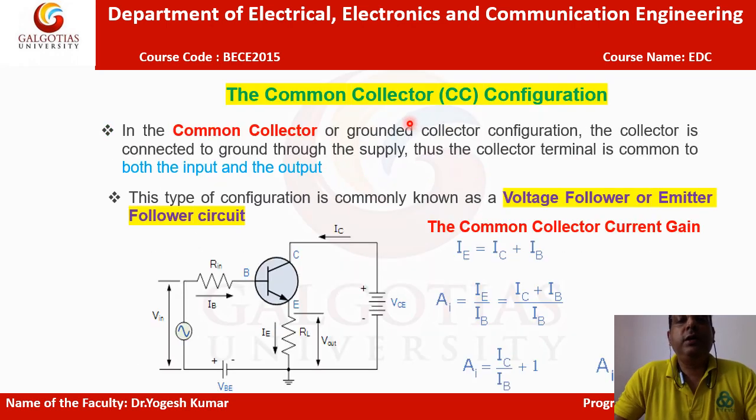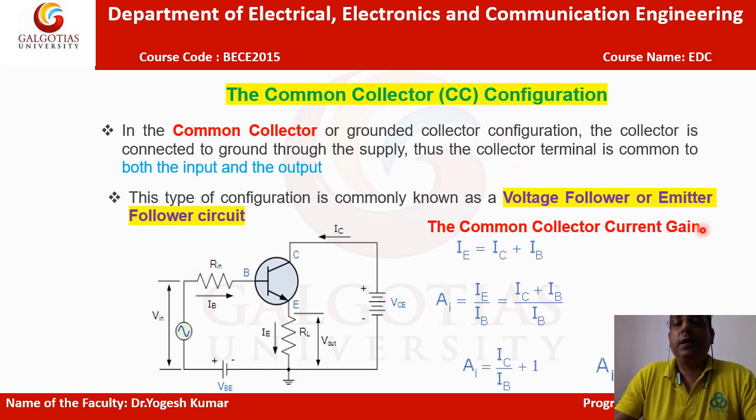Now the third configuration is the common collector configuration. In the common collector or grounded collector configuration, the collector is connected to the ground through the supply. Thus, the collector terminal is common to both input and output. This type of configuration is commonly known as the voltage follower or the emitter follower circuit. Now let's look. In this, the collector is common to both input as well as output. That's why it's the common collector configuration.